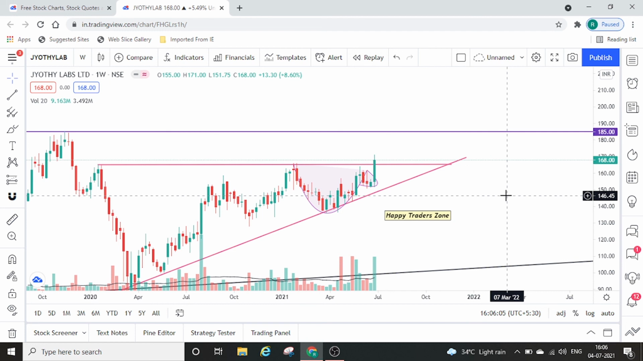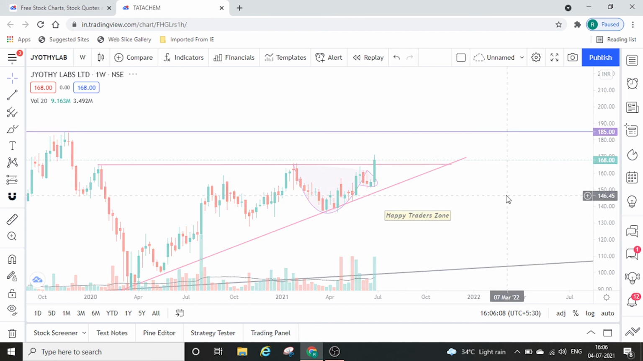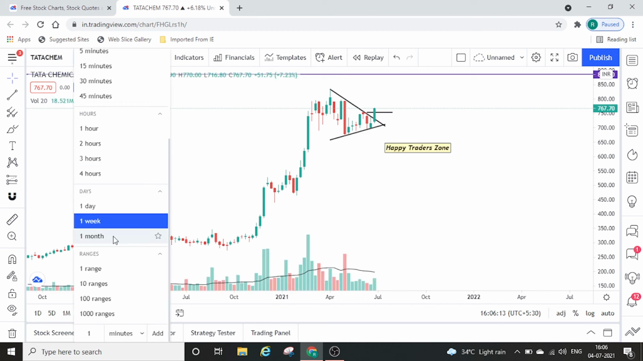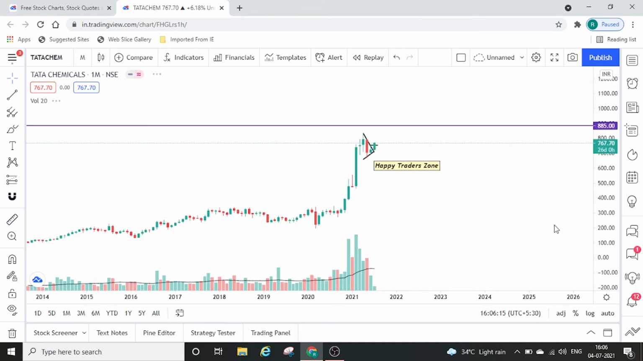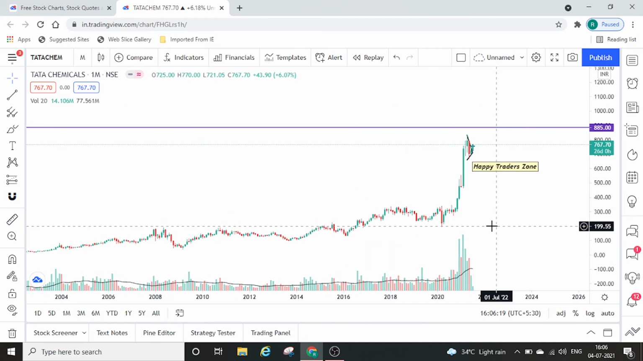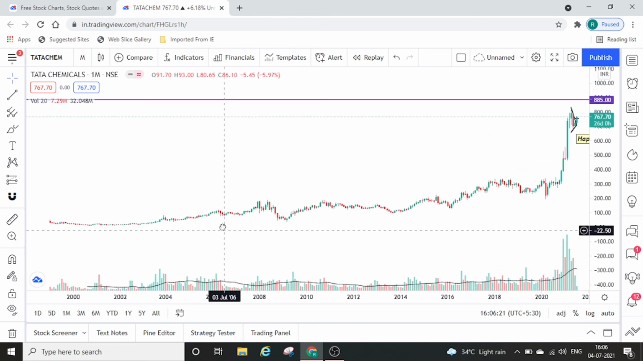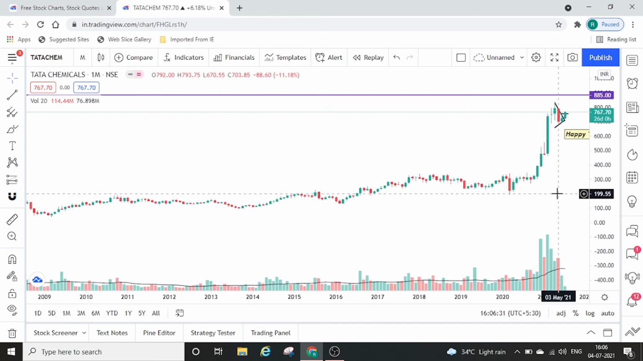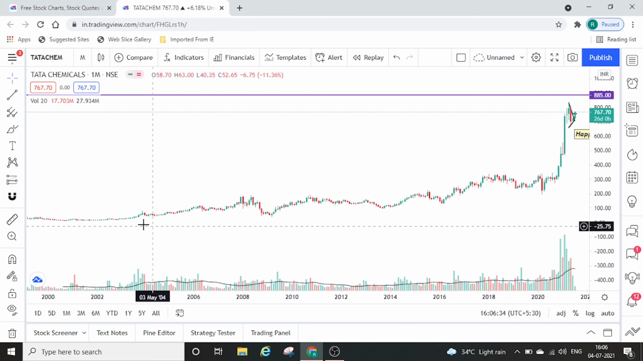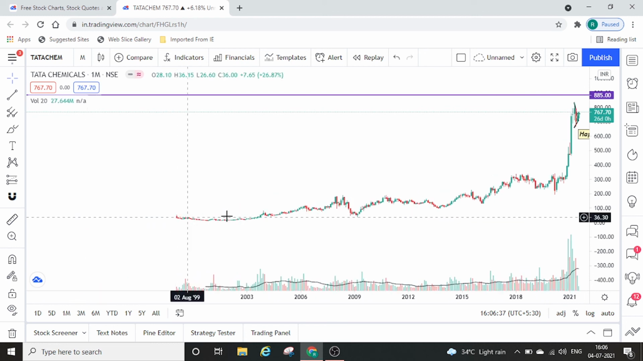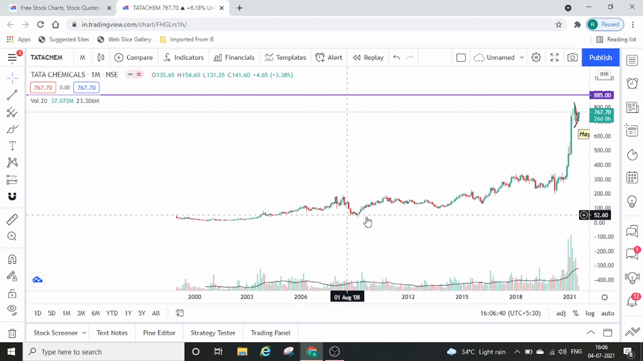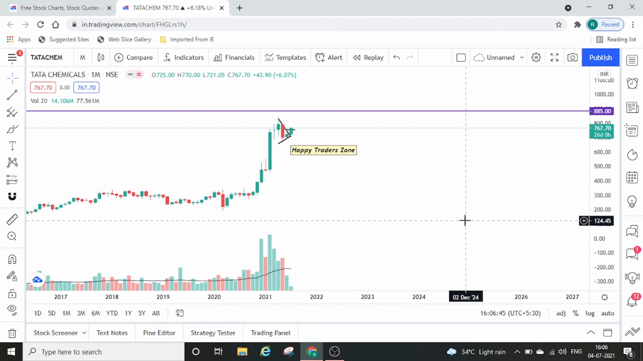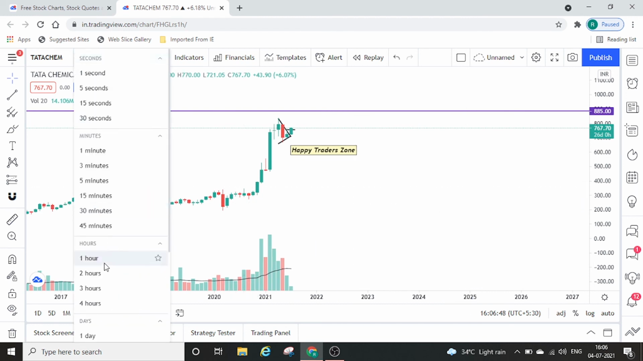So now let us move on to the final stock, which is Tata Chemical. If we see Tata Chemical, from the start the stock gave higher high formations and a very good movement. Year on year the stock has made higher highs, and it has reached up to the 770 levels. So let me move on to the weekly time frame.